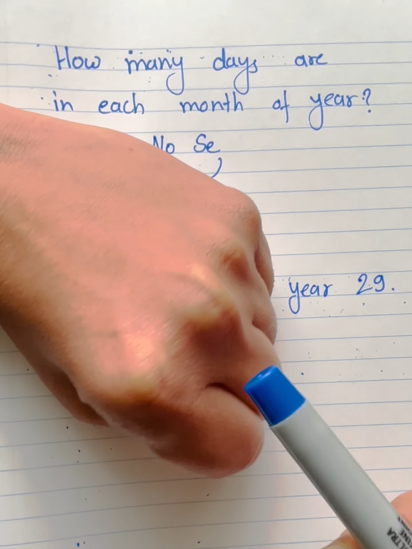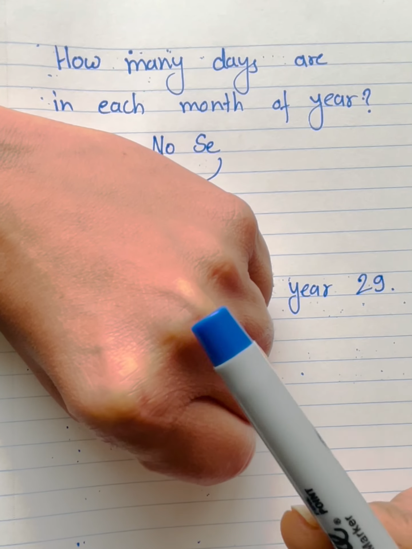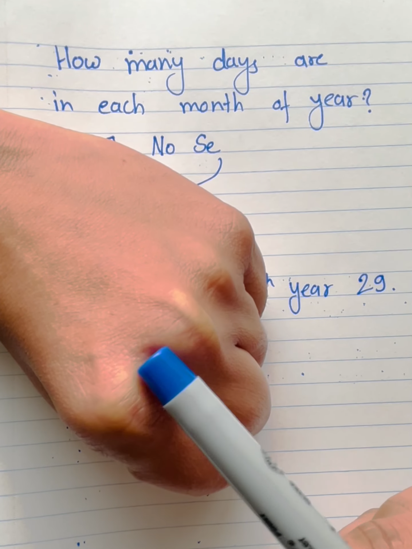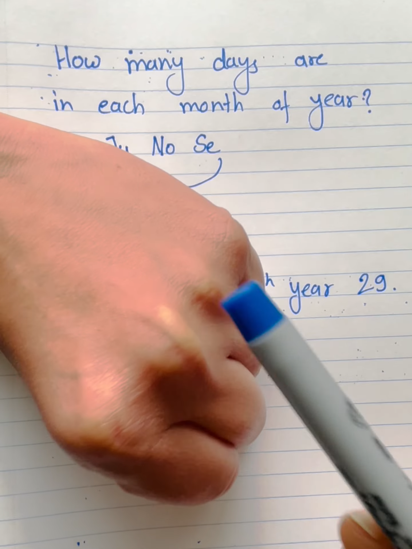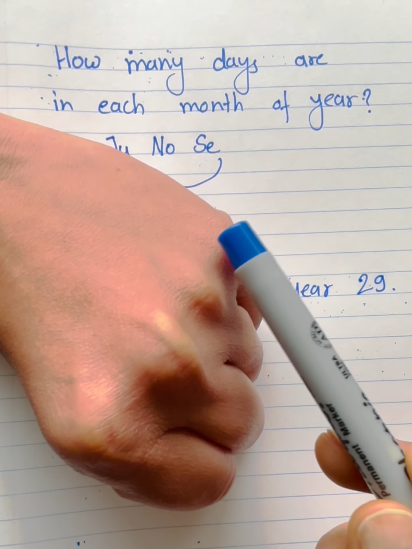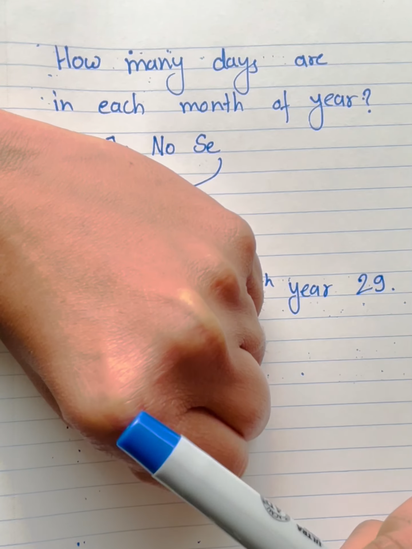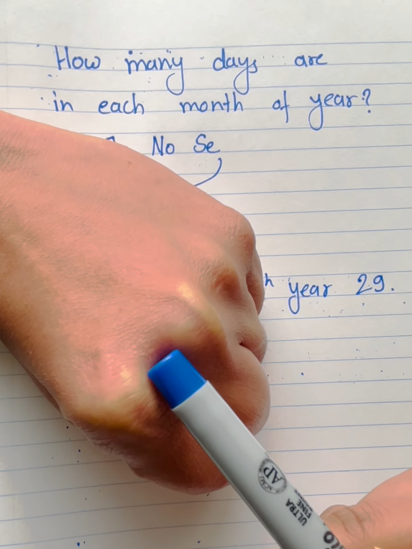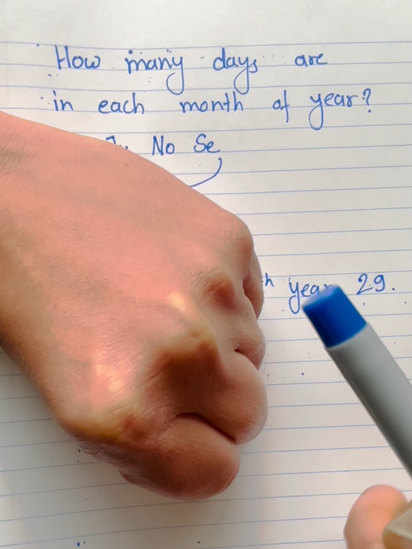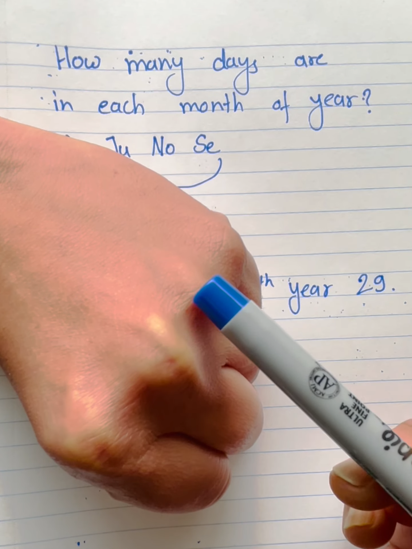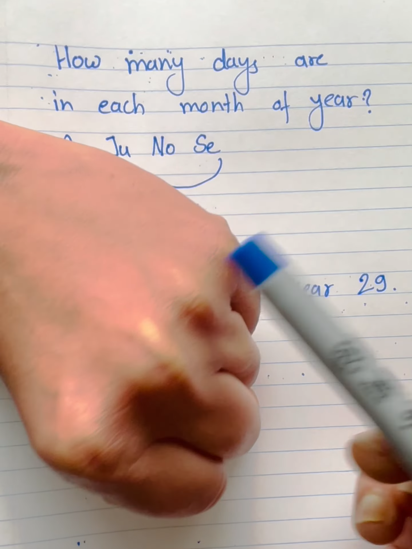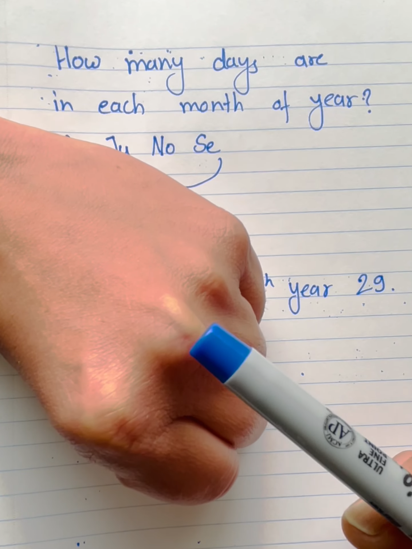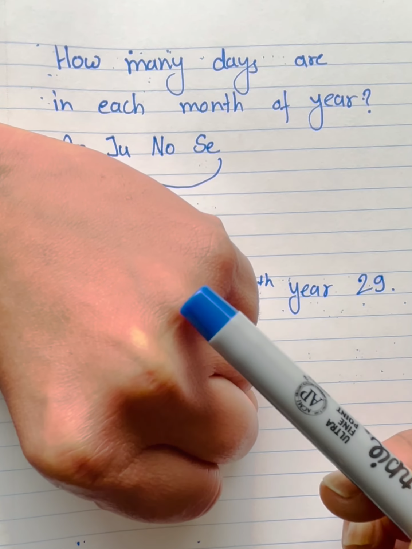have 31 days. So January, February, March, April, May, June, July, August, September, October, November, December. The months which fall on top of these bones have 31 days. Okay, so January 31, February 28 or 29, March 31, April 30, May 31, June 30, July 31, August 31, September 30, October 31, November 30, December 31.